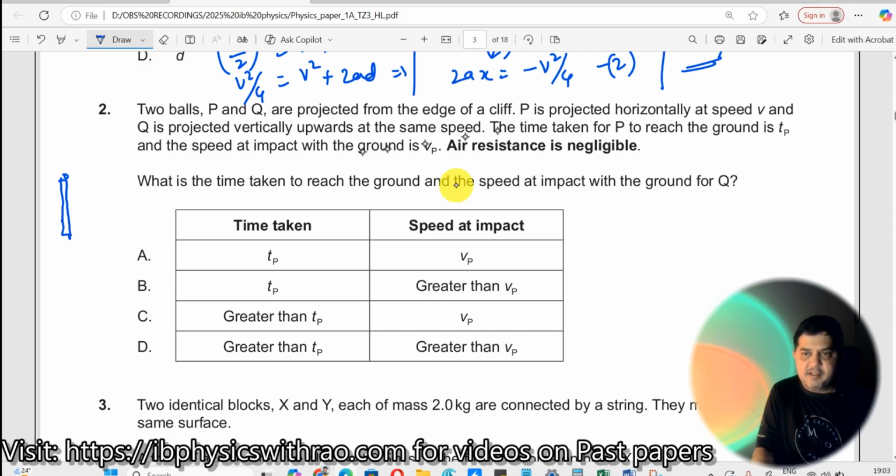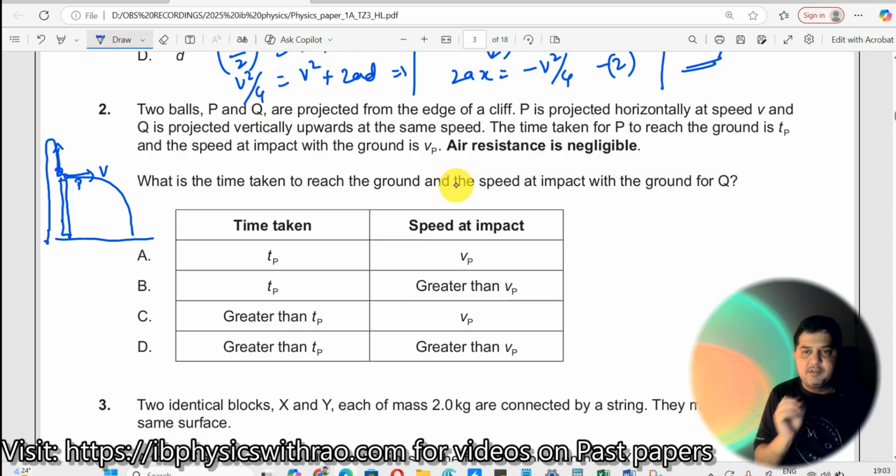P is projected horizontally with speed v. So this is called P, and this will now describe a projectile motion like this. The initial velocity was v here, and Q is projected vertically upwards at the same speed. Now there is one more ball over here which is being thrown upward like this. What will happen to this ball? This ball will go upwards and then come and fall here.